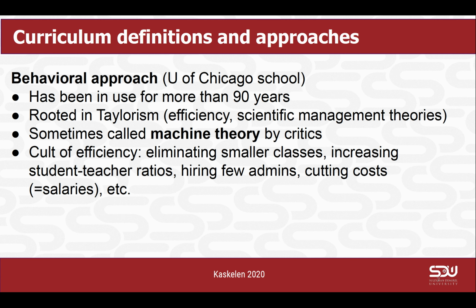They overemphasized efficiency, and often smaller classes were eliminated. Student-teacher ratios increased. Fewer administrators were hired to cut down costs. Also, costs were cut by reducing salaries, of course, mostly of the teachers. So the outcome was an efficient, cost-effective school.